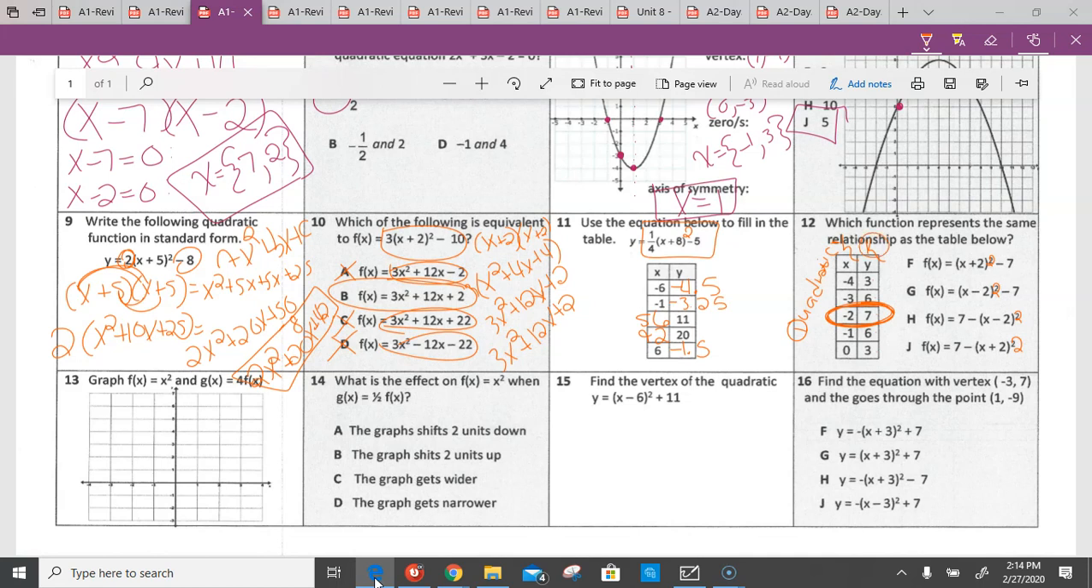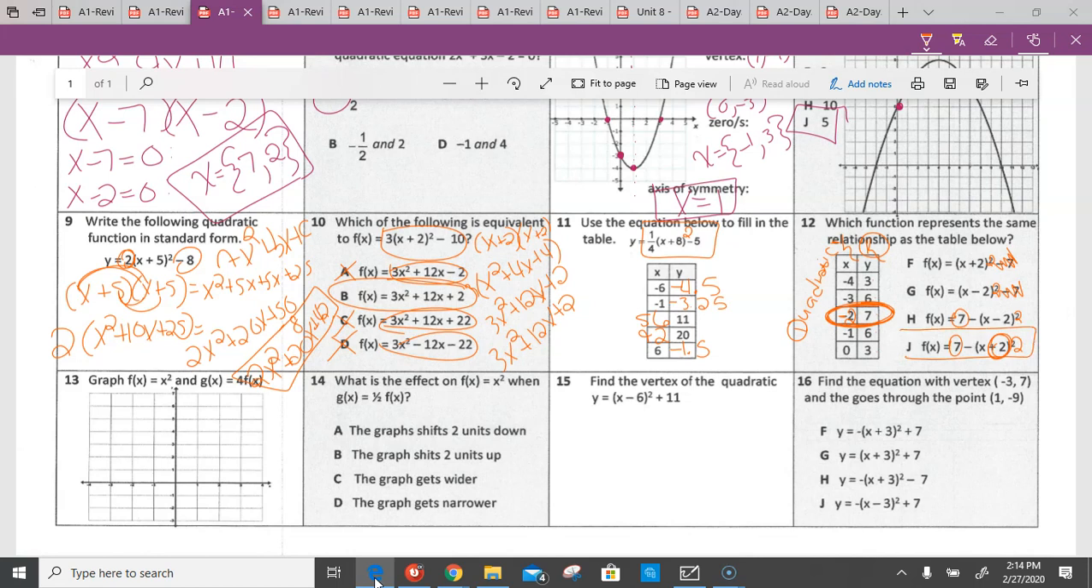K is +7. So which one of these has a +7 attached to it? Well, that's a -7, that's a -7, but that's a +7, and that's a +7. So we got that part, okay. Now we need the h. Now, h is always the opposite. So if my table says -2, then I need the opposite of that, which is going to be a +2, and that's this piece right here.